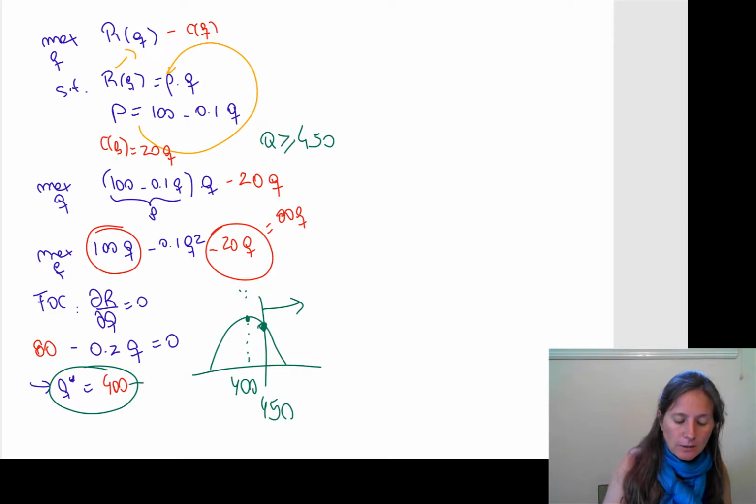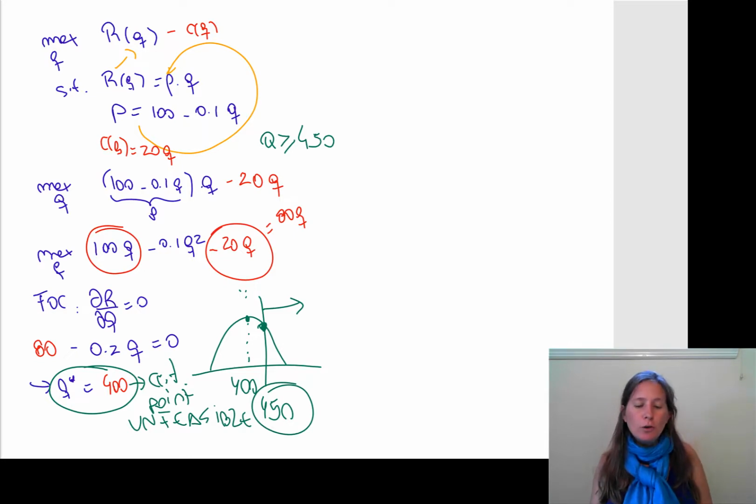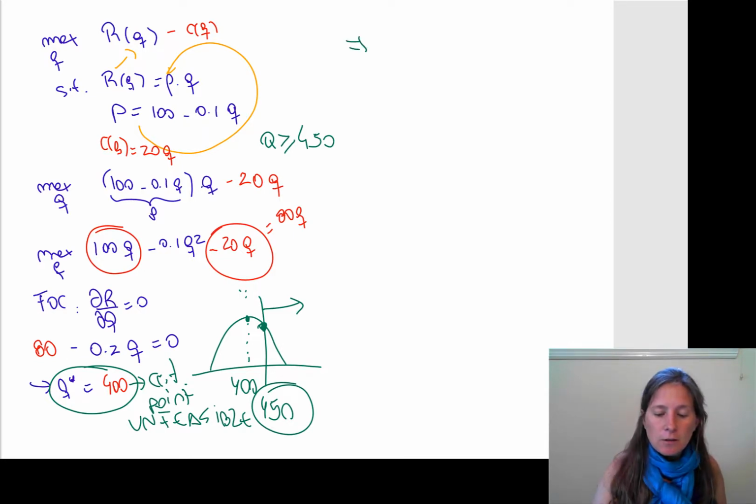So actually this is a critical point, but it is unfeasible. The only feasible point is going to be 450. Feasible max is going to be 450, produce this amount.